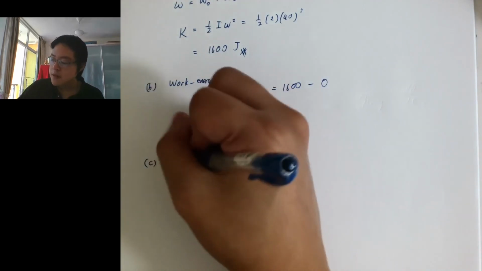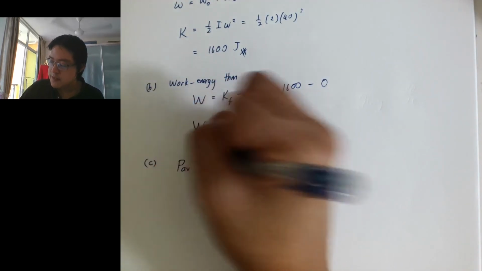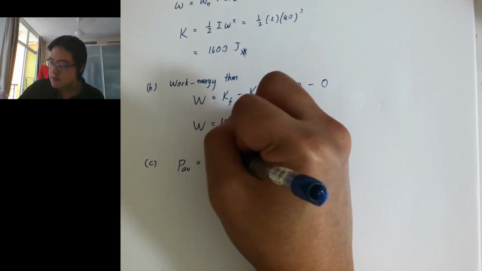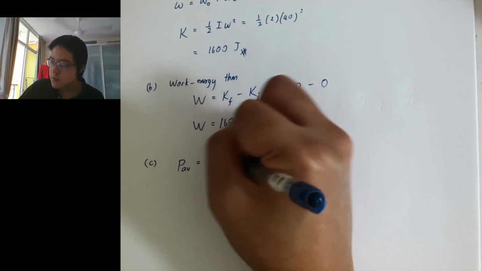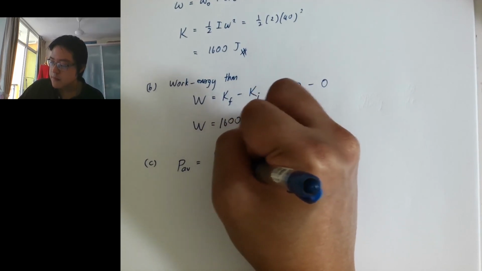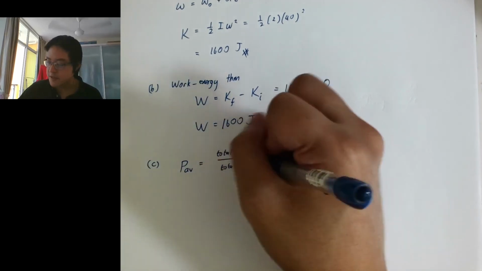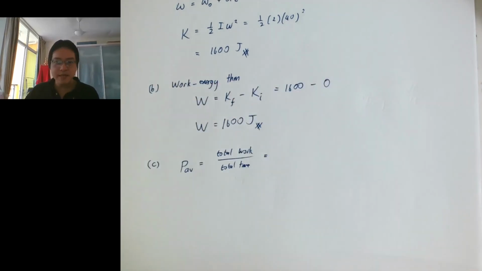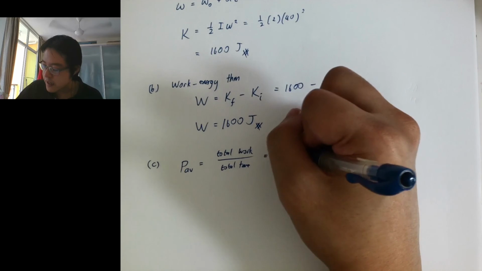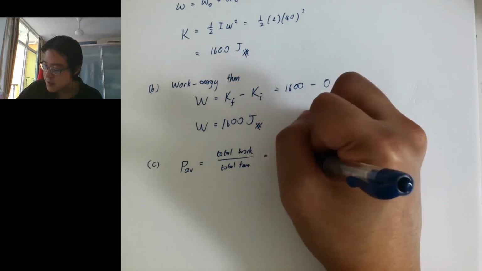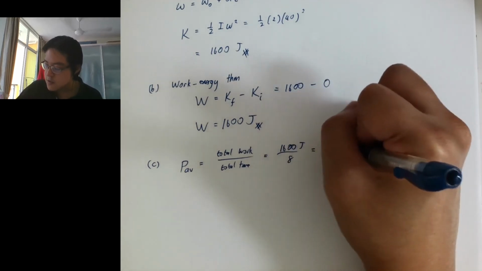Yeah, average power is just the total work done over the total time, because it's average, right? So it's just the whole thing divided by the whole time taken. And we have found the total work done to be 1600 and total time is 8 seconds, so it's 200 watts.